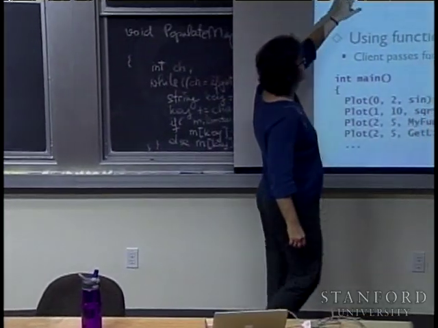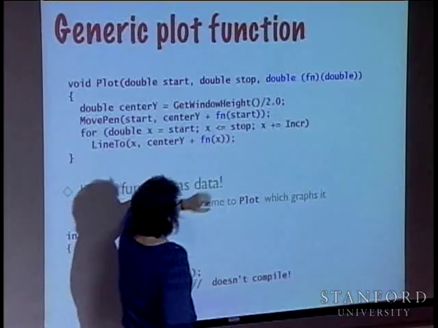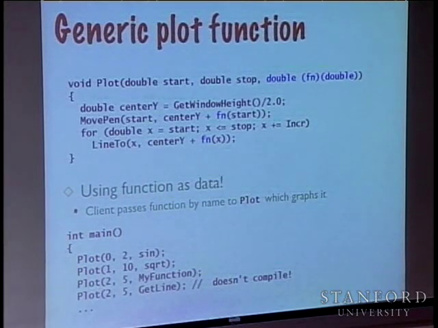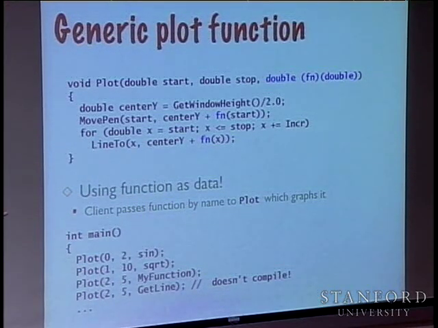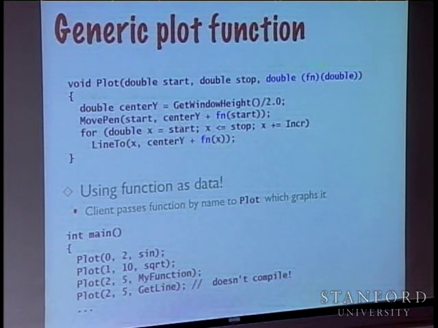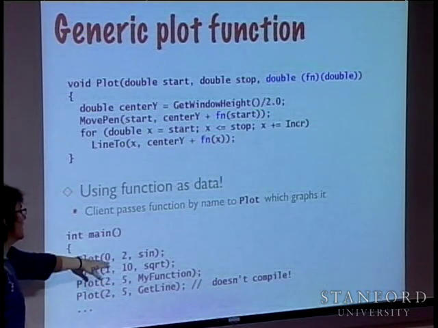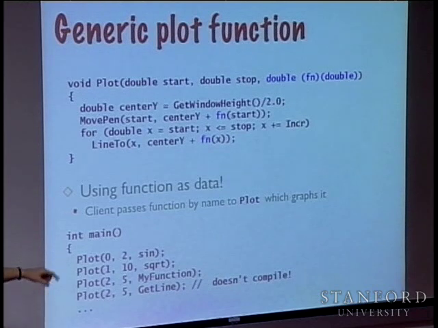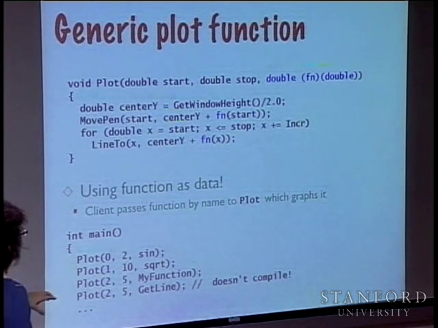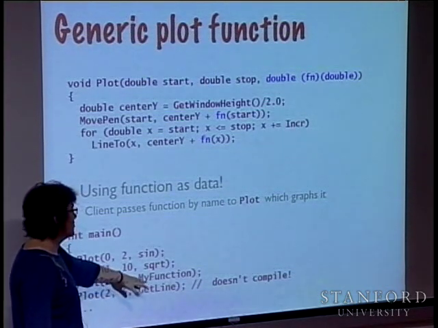And then in the body of this code, when I say fn here, where I would have said sine or square root or identified a particular function, it's using the parameter that was passed in by the client. So it says call the client's function, passing these values to plot over the range using their function in. And so the idea is that valid calls to plot now become things like, well, plot, and then you give it an interval, 0 to 2, and you give the name of a function, the sine function, which comes out of the math library, the square root function, also in the math library. It could be that the function is something you wrote yourself, the my function.